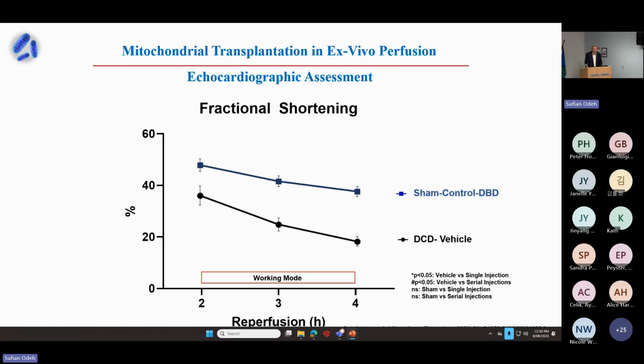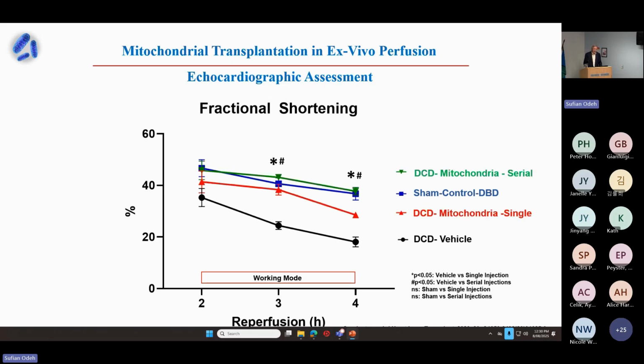Now, this is what is normal. Here is the sham on the top. This is a DBD heart, and this is a DCD heart that's just had vehicle alone. Nobody's going to use that for any sort of transplantation whatsoever. But if you give them mitochondria, this is what it looks like. It brings a DCD heart back to normal. You get a little bit better.